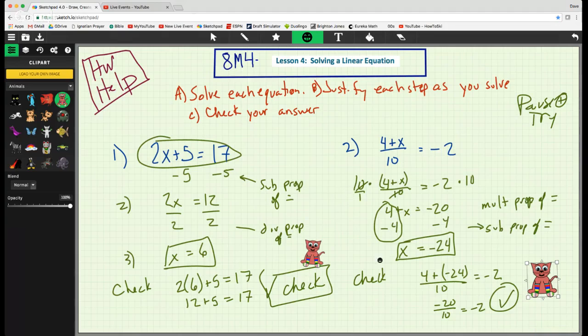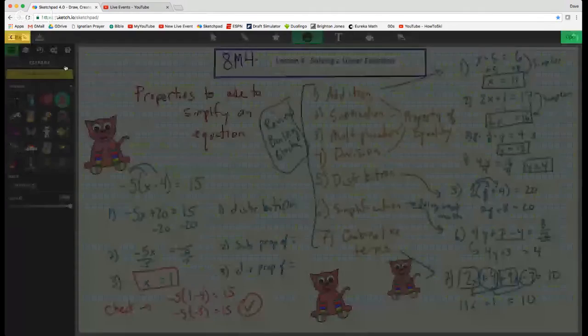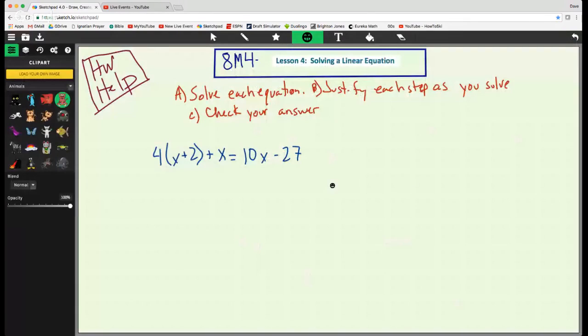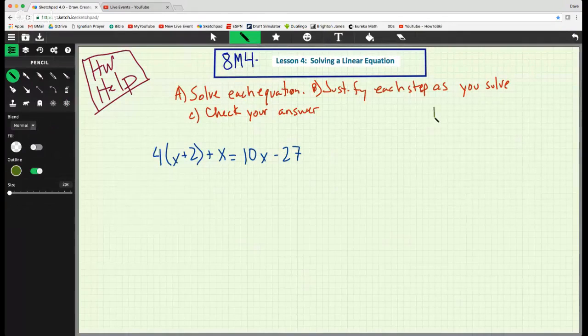All right, so hopefully you're getting the hang of it. Remember, every step, all we have on these steps are these 7 things. So let's go to our final step, our final equation. It's a little bit trickier. I think this is a 3 or 4 step problem. So pause and try.